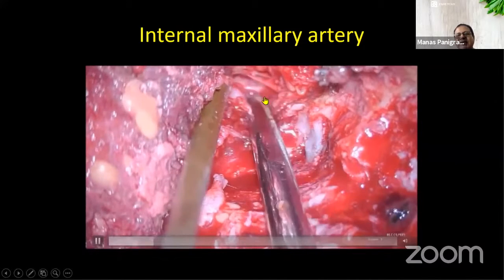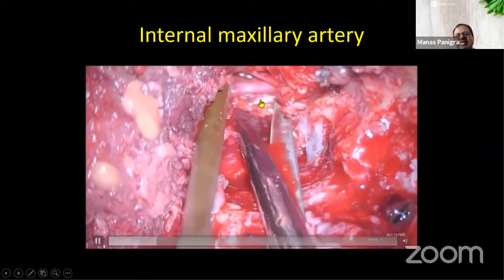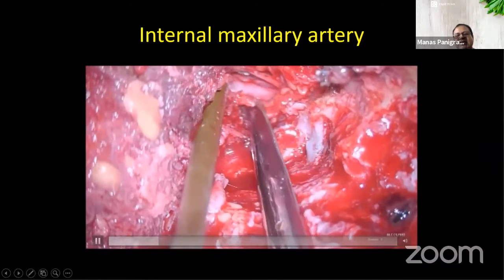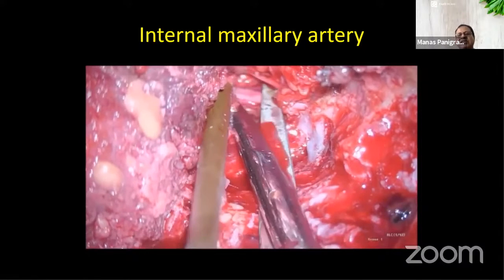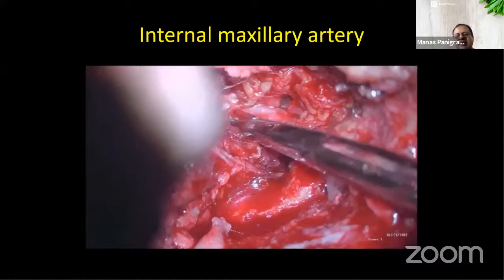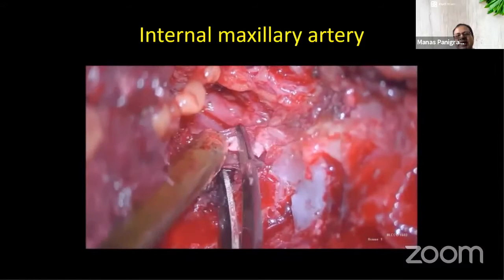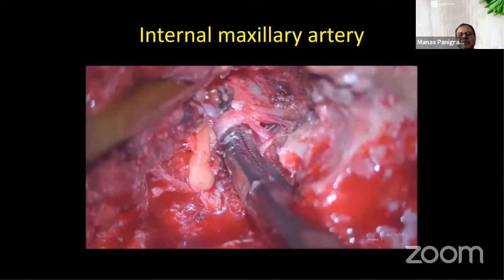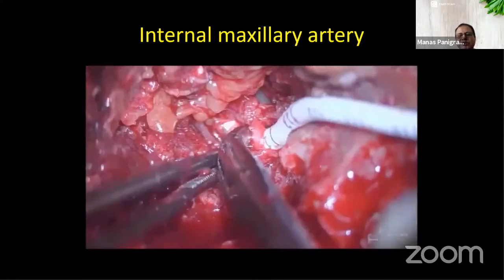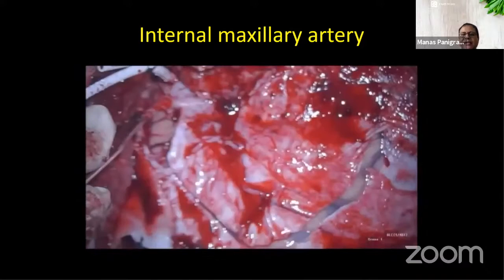And from this artery, one can use the STA or damaged STA as a conduit from internal maxillary to the MCA as an anastomosis. This is not done routinely. It's only in case whenever one has a problem. So this is the internal maxillary being harvested to use as a donor graft.